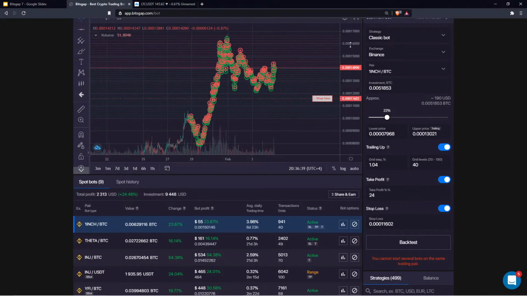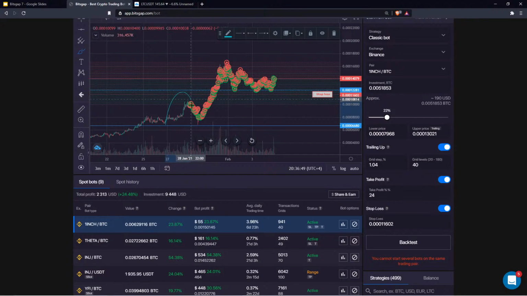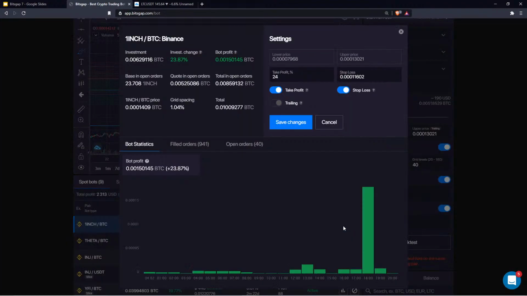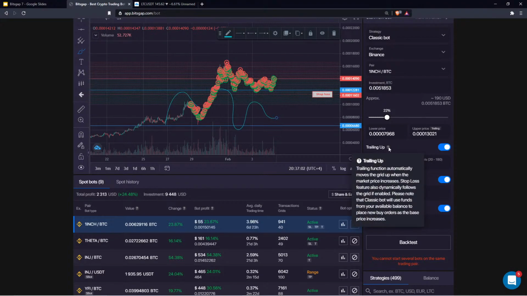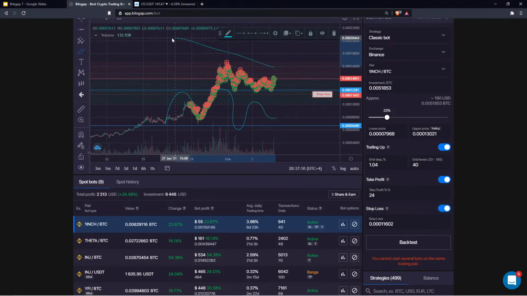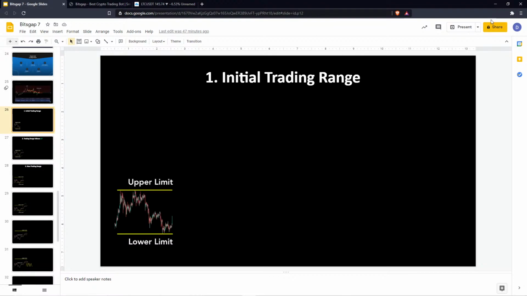So you might be wondering why my trading range is now here, even though initially it was somewhere around this area. Initially my trading range was over here. The reason why it's now trading above is because I have my trailing up on. This trailing up, which is over here, basically allows the bot to automatically follow the market rally if the price goes higher. I even have this in a presentation, I guess. Yeah, so here it is.